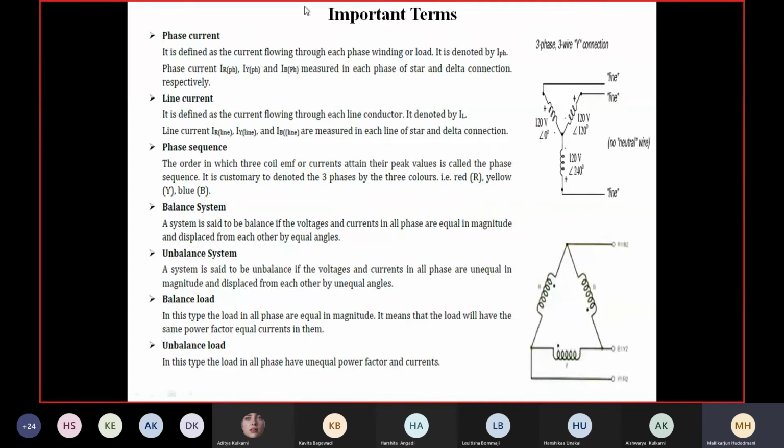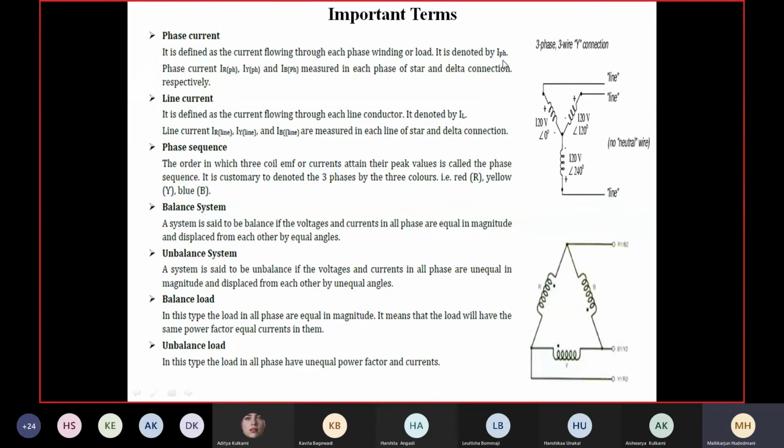Then I have similar rough sketches over here. You can see the star connection or Y-like connection is shown. Line 1, line 2, line 3, with 120° among each other is mentioned. This is a common point. So now the first definition, phase current. It is defined as the current flowing through each phase winding, either of a generator or a load. It is denoted by IPH.